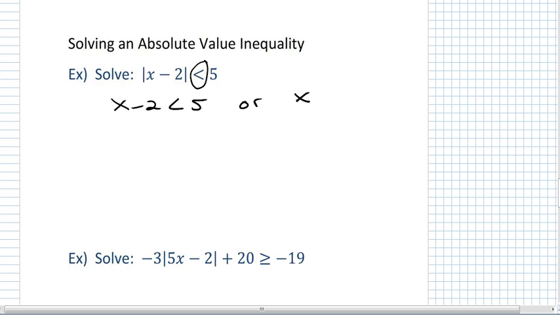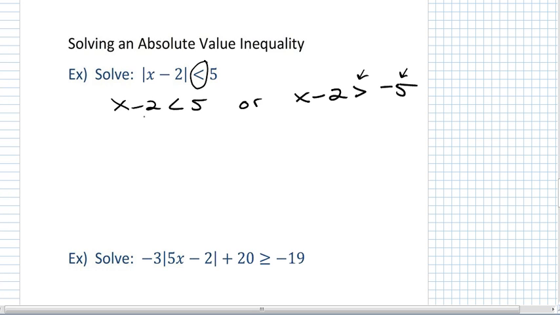Or when you make it negative, you also flip the inequality. So it's going to be greater than -5. So just like absolute value equations, where you have two equations, absolute value inequalities, you also have two inequalities. Except when you make this answer a negative right here, you also have to flip the inequality.